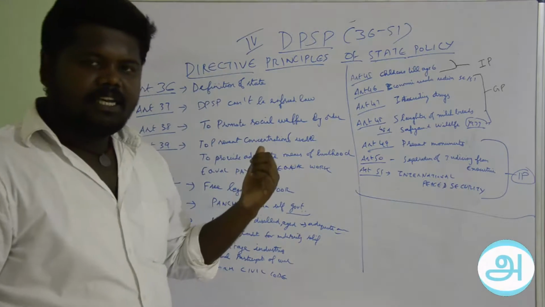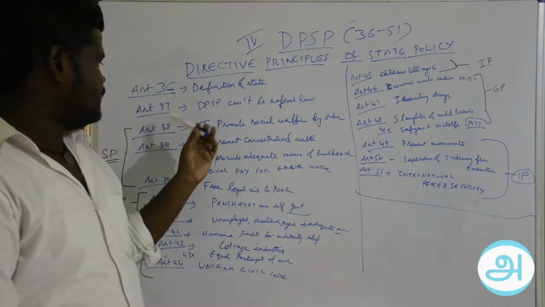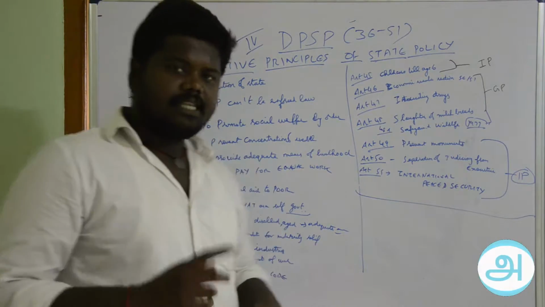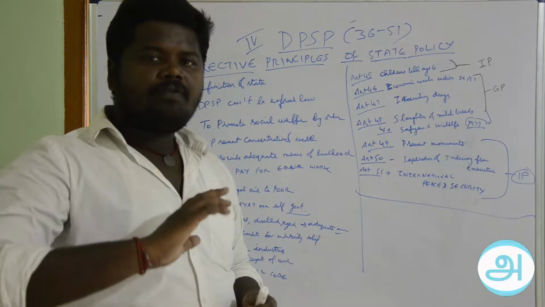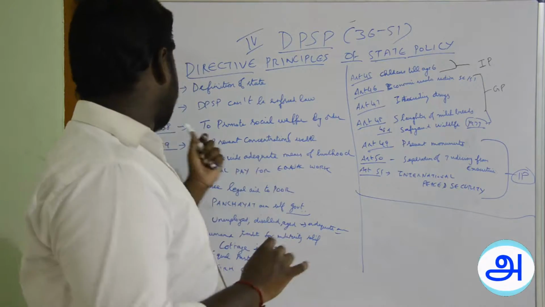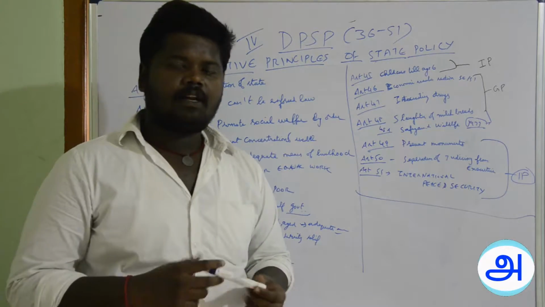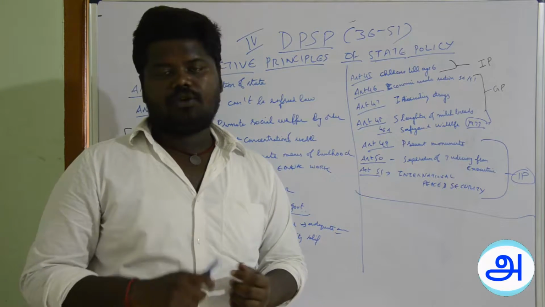Article 36 explains the definition of state. So what is a state? That can be explained by the definition of state. Article 37 says that DPSP can't be enforced by law. Any law can't enforce DPSP. Article 38 says that the state should promote social welfare by social order.